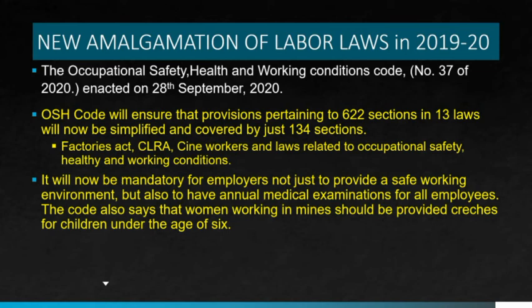In the Code on Occupational Safety, Health and Working Conditions, 13 laws and 622 sections will be simplified and covered by just 134 sections, like the Factories Act, the Contract Labour Act, the Inter-State Migrant Workers law and laws related to occupational safety, health and working conditions. It will now be mandatory for employers not just to provide a safe working environment, but also to arrange an annual medical examination for all employees. The code also says that women working in mines should be provided creches for children under the age of 6.